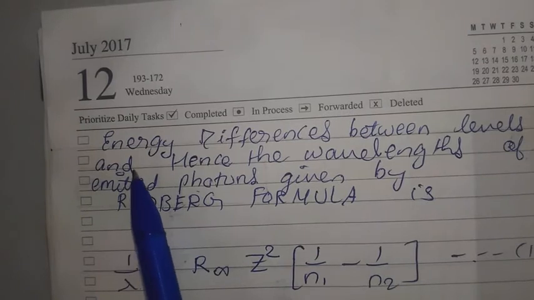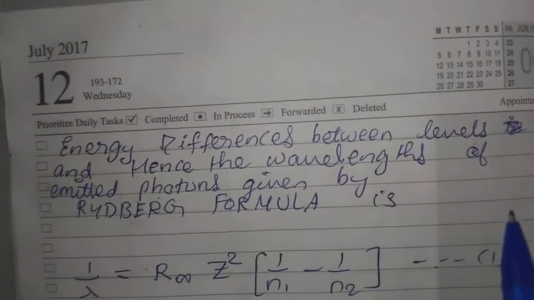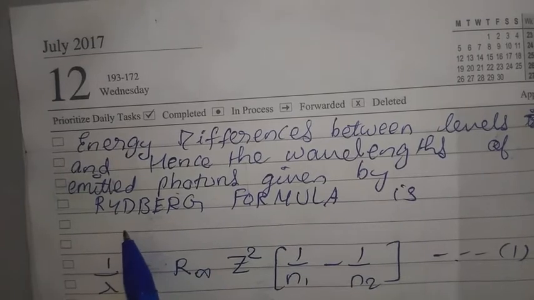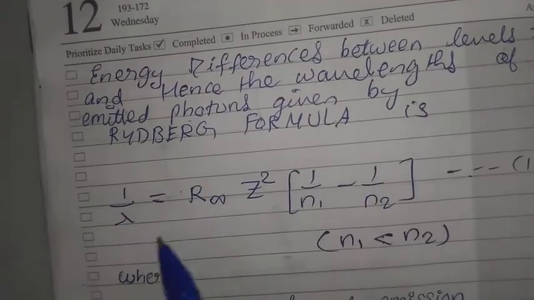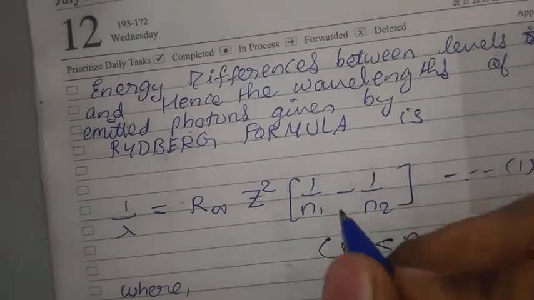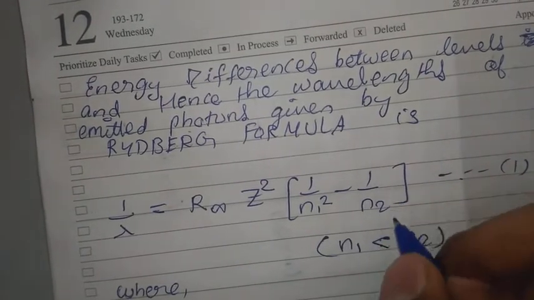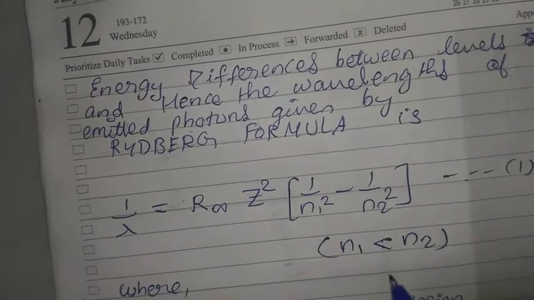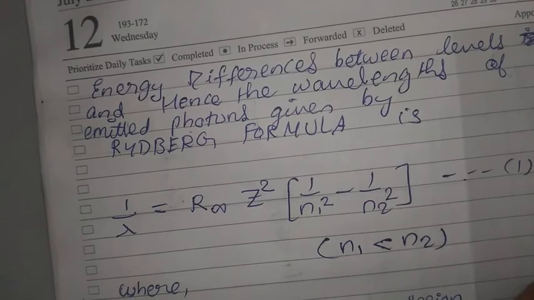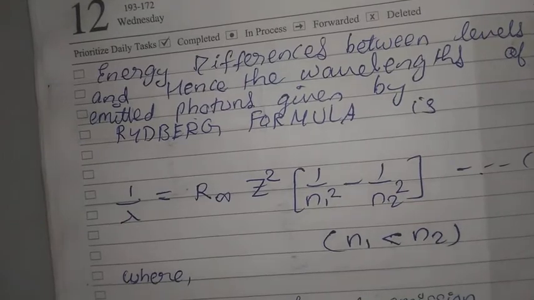This energy difference between the levels, and hence the wavelengths of emitted photons of hydrogen atoms, is given by Rydberg's formula, which is 1 by lambda equals R infinity Z square into (1 upon n1 square minus 1 upon n2 square). And mind you, n1 should be less than n2, as it is a law of nature: anything falls from higher energy to lower energy.